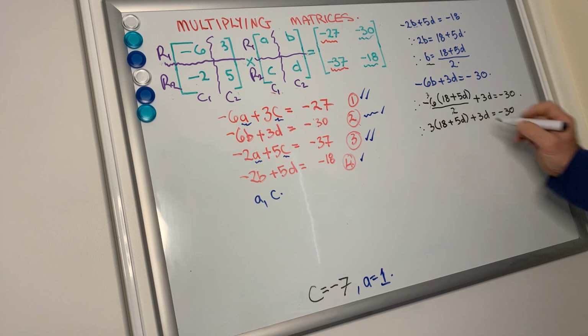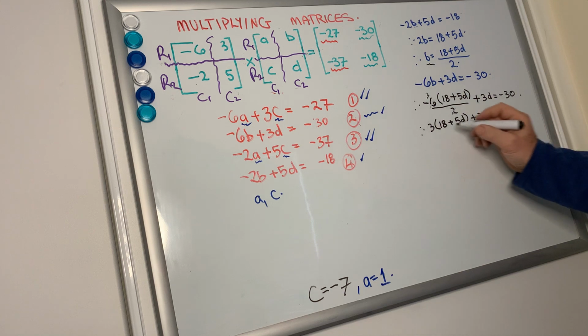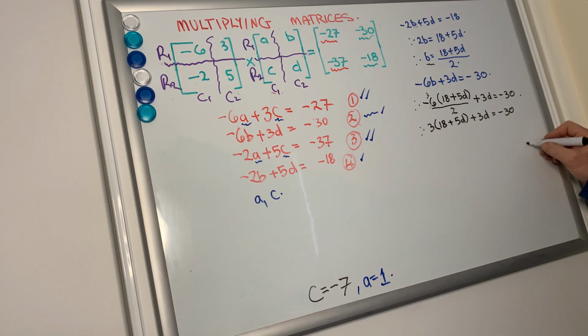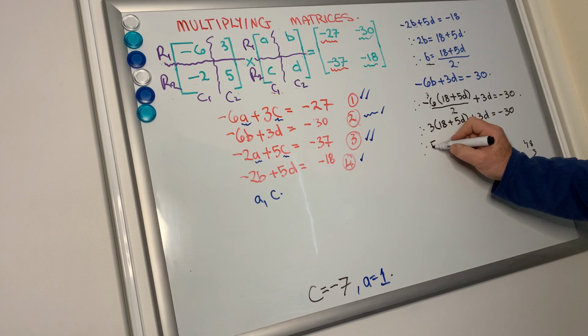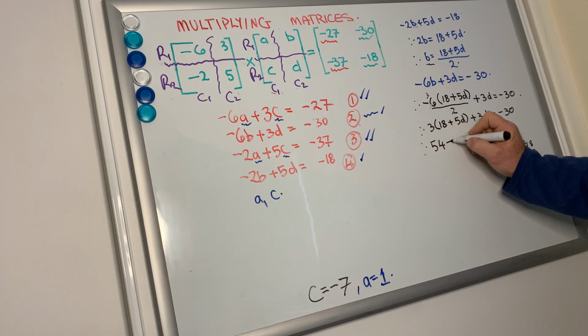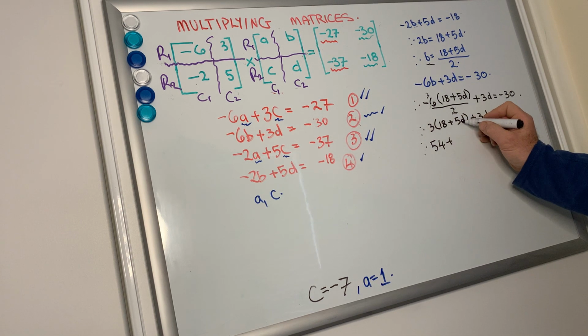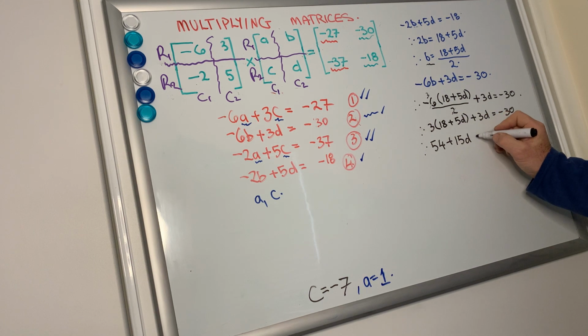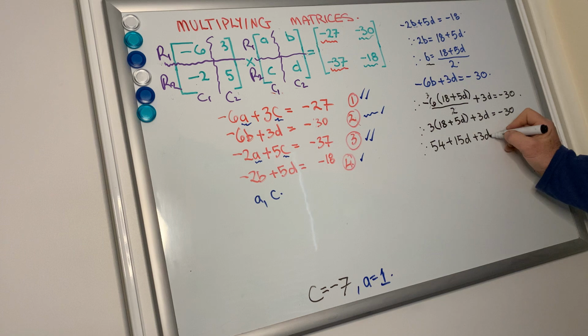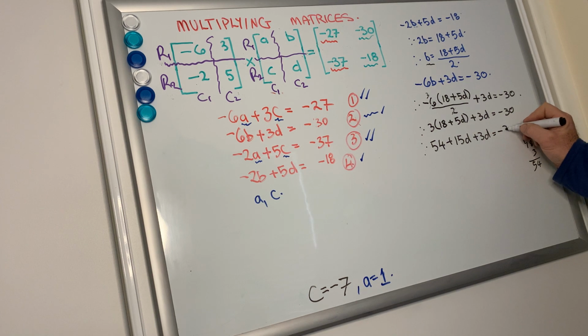So now 3 times 18. We've got 18 and 3: 8 3s are 24, 3 1 is a 3, 5, 54. So therefore, 54 plus, 3 times 5 is 15, 15d plus 3d is equal to minus 30.